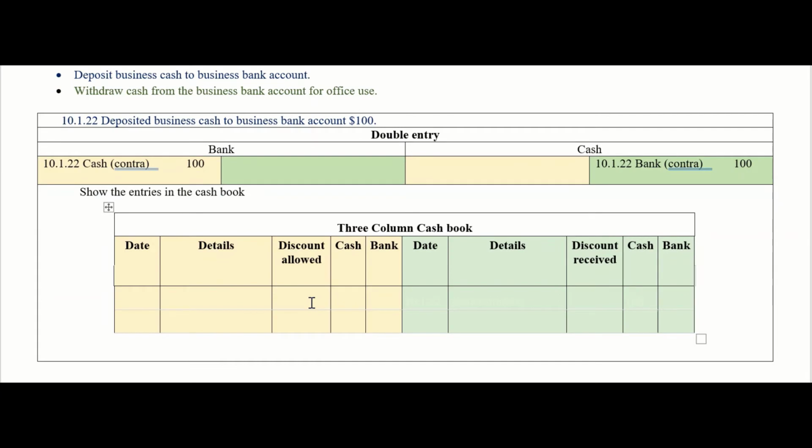So how are you going to show this impact in a cash book? First of all, your bank value is increasing. Go to your cash book, enter the date. Go to your bank column, enter the amount. And the opposite account's name is cash, within brackets contra. Move to the credit side. You should reduce the value of your cash. Therefore, credit cash by 100. And the opposite account's name should be bank, and you write contra entry there. So basically, you debit the bank column in order to increase the bank value. You credit the cash column in order to decrease the cash value.